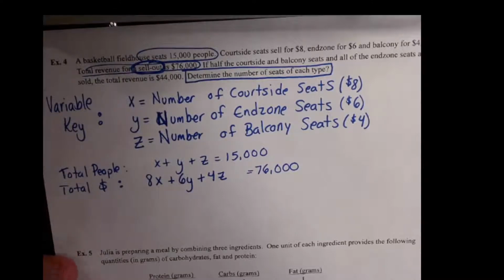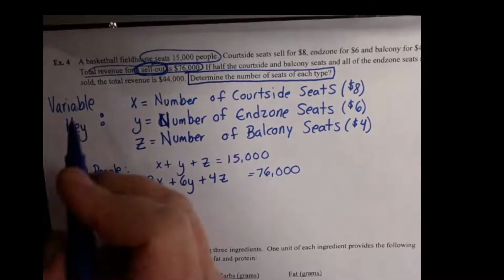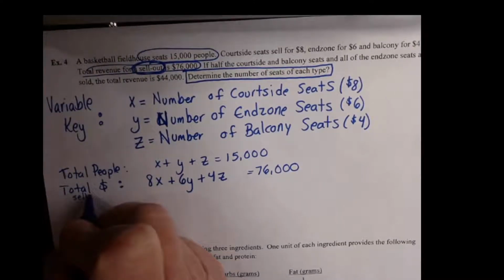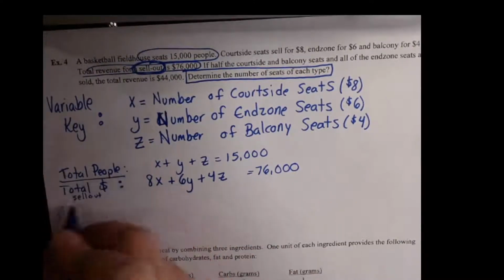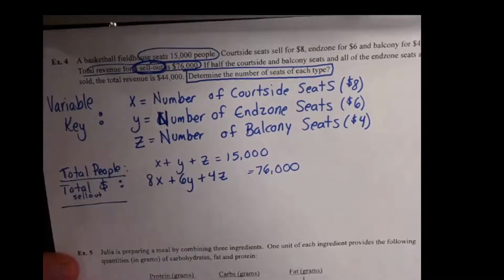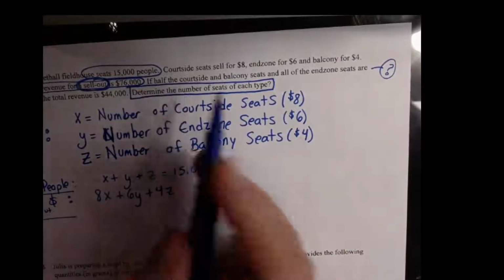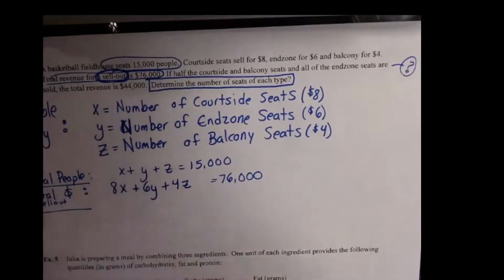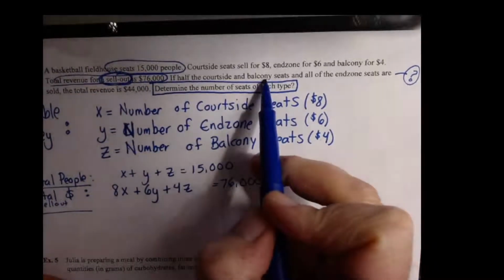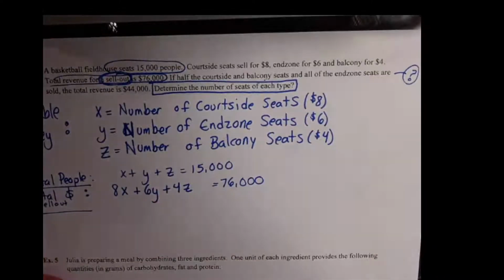Now the next one, it's not a sellout. So this is total one. Well, that was for sellout. Okay, so we had 1, 2. Now we're coming up with our third equation. This is that confusing one. So if half the courtside, so we have half the courtside and balcony and all of the end zone.